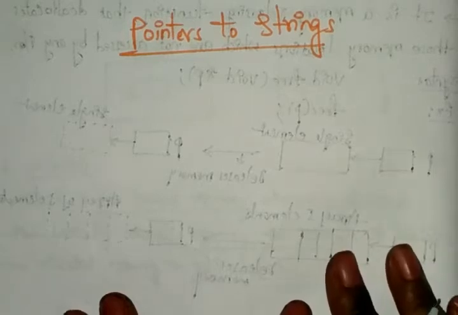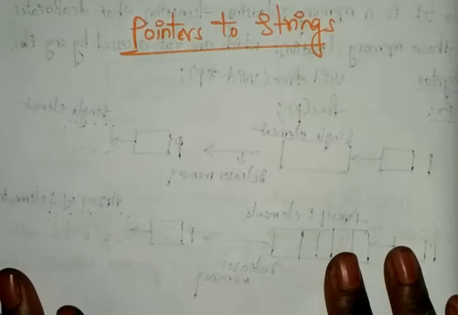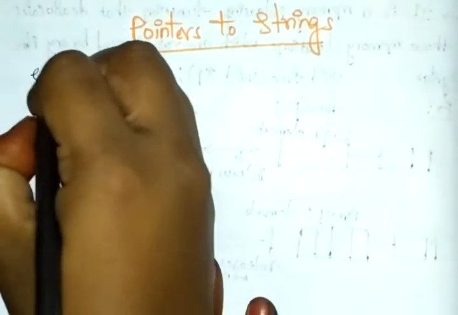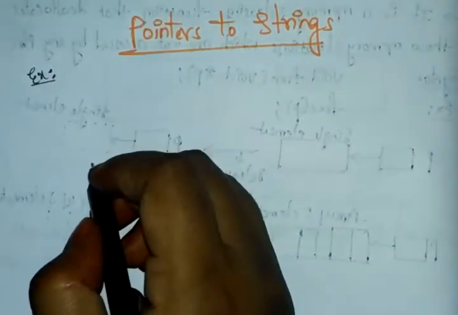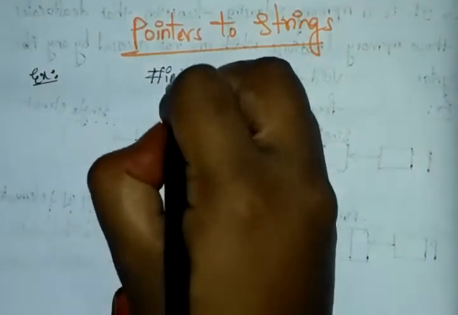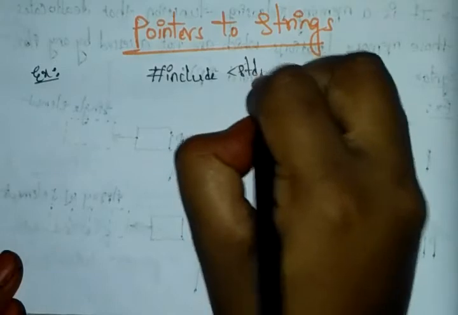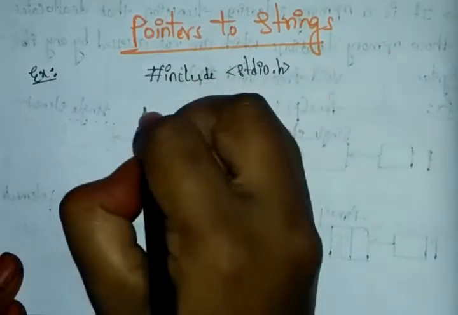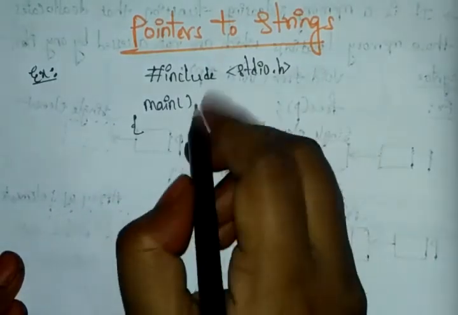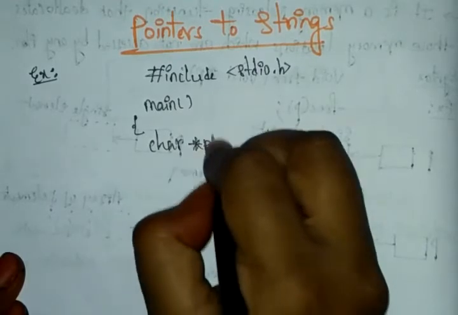So if you are working with pointers to strings, how can it be performed? Within the program we will discuss here. Just see here, I'm taking one example program to define pointers to strings. First I'm taking the hash include stdio.h, and next I'm taking the main function and opening the main function.